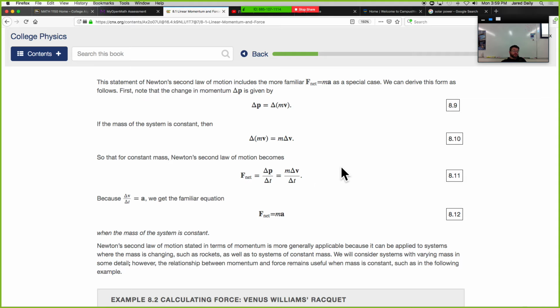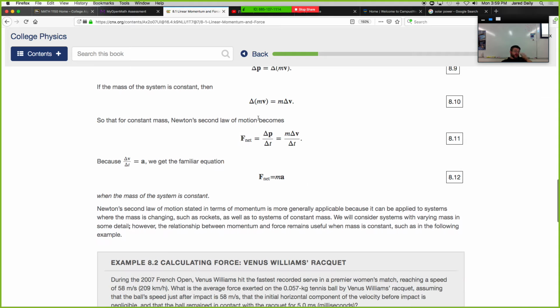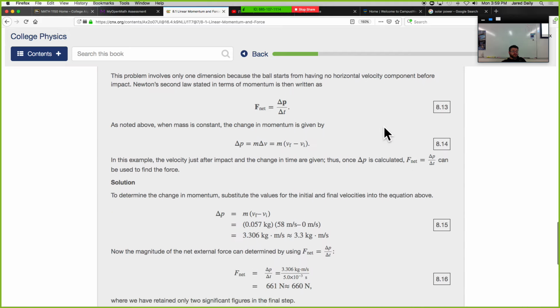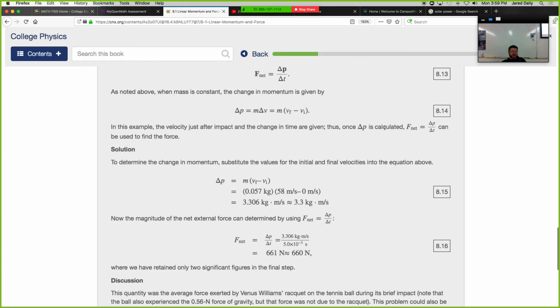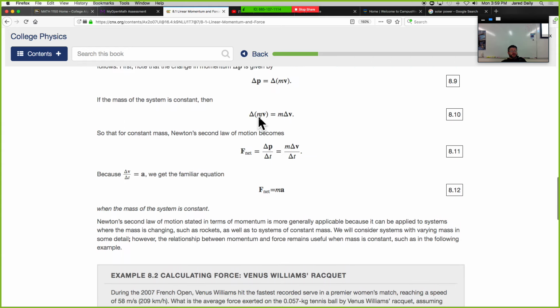But we use this equation to define something new, which we'll learn next section. So anyway, so new equation.